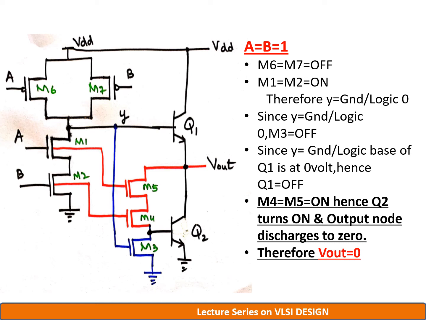When A equals 1 and B equals 1, both these NMOSes will turn on, both these PMOSes will be in off state, hence Y will have logic 0 state because Y will be connected to ground through these M1 and M2 devices. Y equals 0 is fed as base input to Q1, hence Q1 will be in off state. M5 and M4 are in on state because the gates are supplied with logic 1.